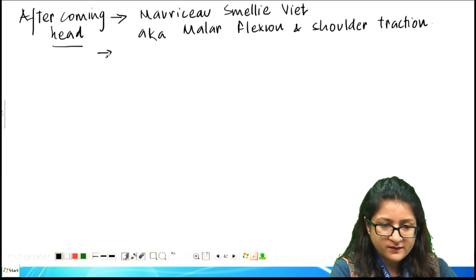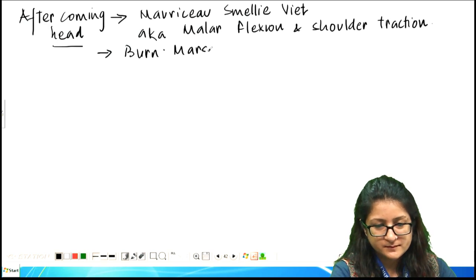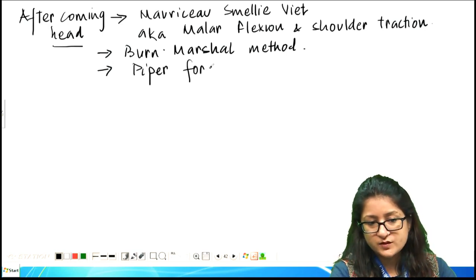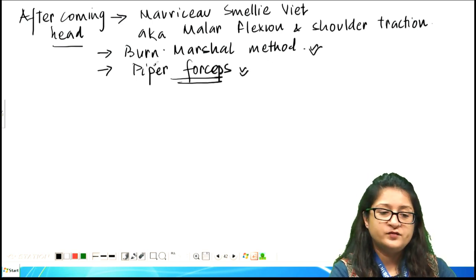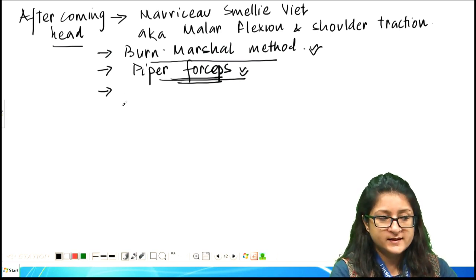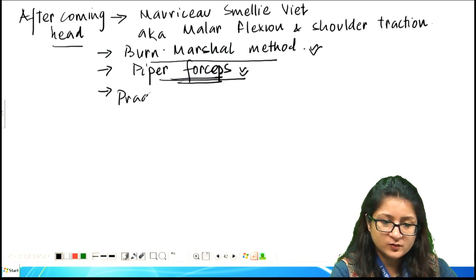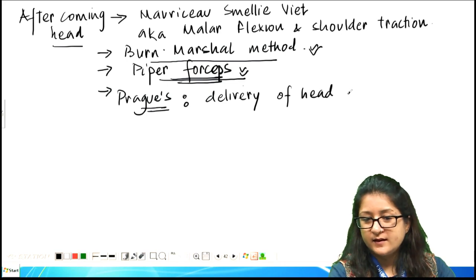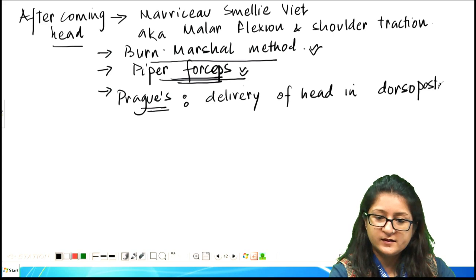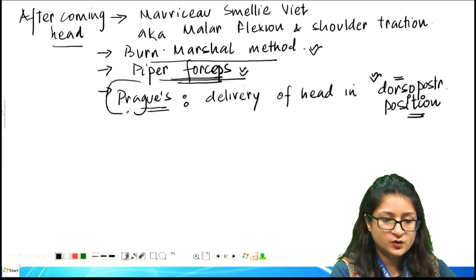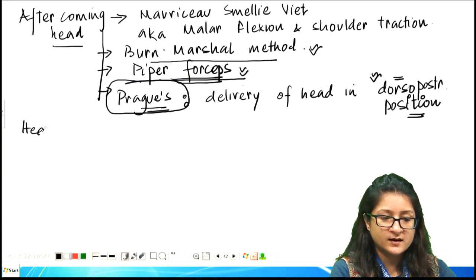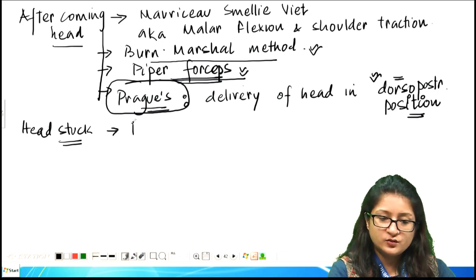The other maneuver for the after-coming head is the Burns Marshall method. Another method is the use of Piper's forceps. Make sure that you are seeing all these pictures of the Burns Marshall method and Piper's forceps. The other maneuver is the Prague maneuver, which is for delivery of the head in the dorso-posterior position, when the fetal back is turned behind. Then we use the Prague maneuver for the after-coming head in breech. Another important point is sometimes the after-coming head gets stuck, then we can use Dührssen's incision.